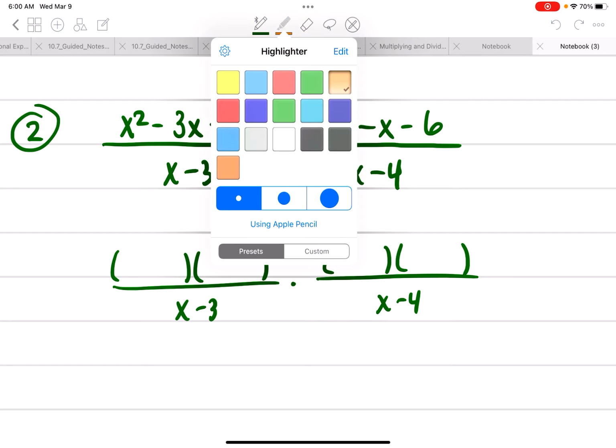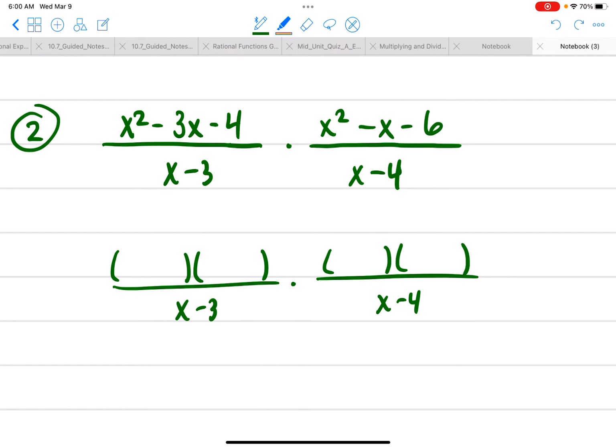How does that factor? So we need two numbers that multiply to make negative 4 that add to make negative 3. That's going to be 4 and 1. So it's going to be x minus 4 times x plus 1. On the right here, x squared minus x minus 6. That's going to be x minus 3 times x plus 2.